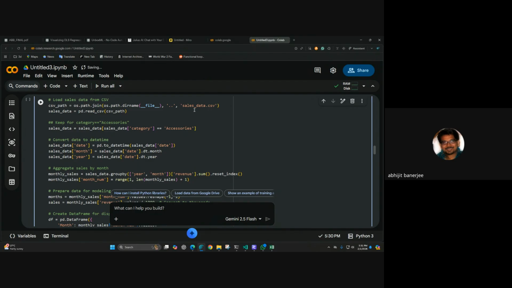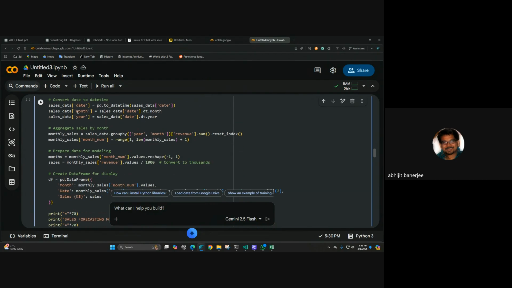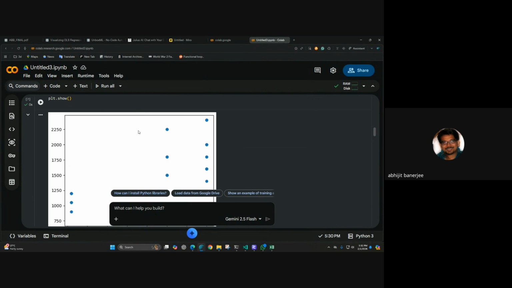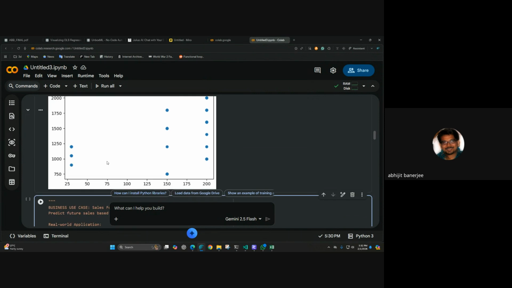We have imported the sales data. We have taken only the category accessories. Now we are taking the date, the month, and the year. Why are we going with the second one? Because if I take only the price, I see a value like this and I cannot draw a straight line. This signifies I need more data points, more parameters. Only the cost or the price is not sufficient.